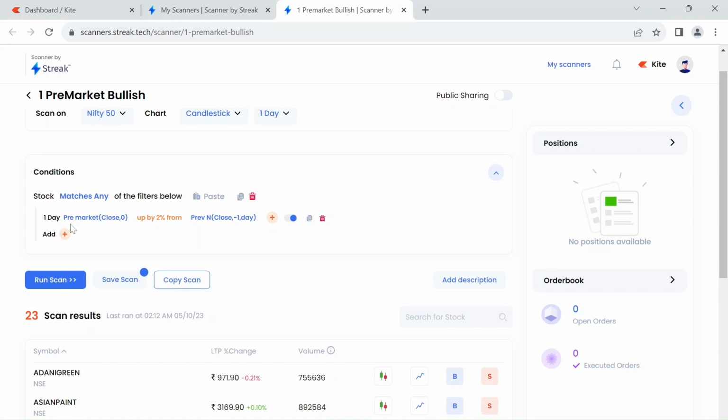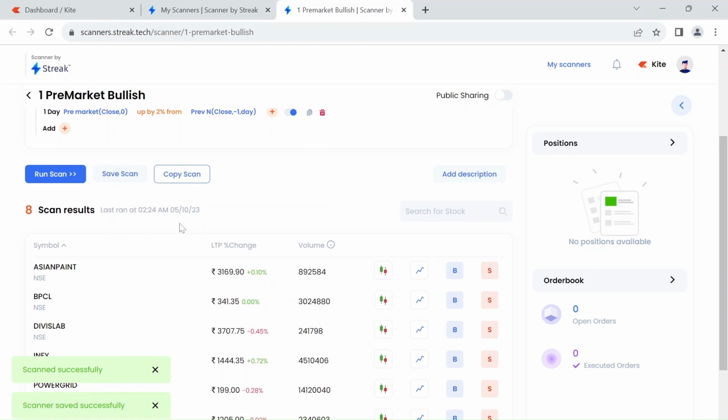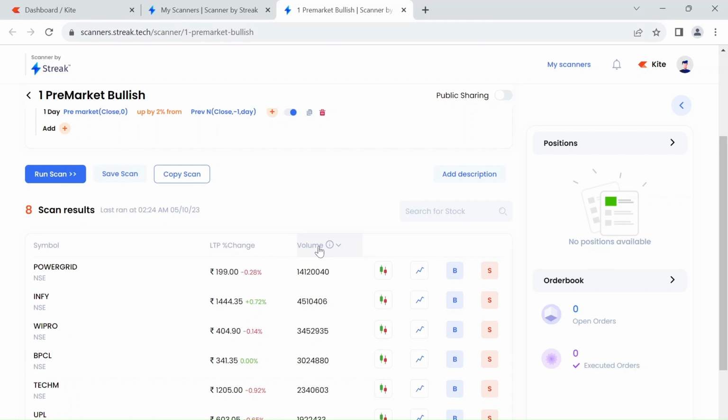So the first filter is that the pre-market close is up by 2% from the previous day's close. That means in the pre-market itself the stock has made at least 2%. So in the pre-market itself it was very bullish, making a 2% up move. If we filter that, we will get all our results, and you can sort them by volume.